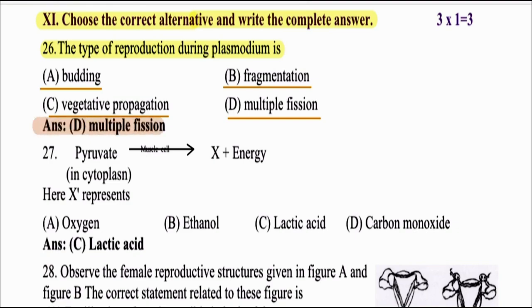Question number 27. Pyruvate gives X plus energy. Here there is a muscle cell and it is in the cytoplasm, where X represents option A, oxygen, option B, ethanol, option C, lactic acid, and option D, carbon monoxide. The correct answer is option C, lactic acid, because this is a muscle cell, meaning for animals. If it is in yeast, then the answer will be B, ethanol.